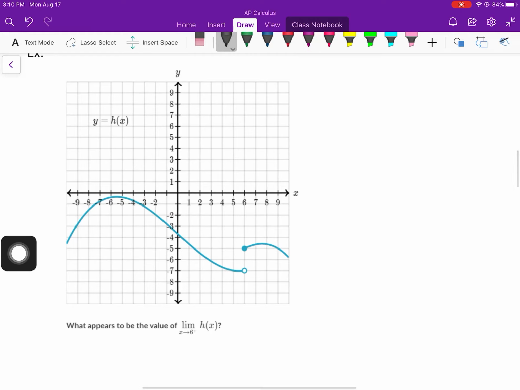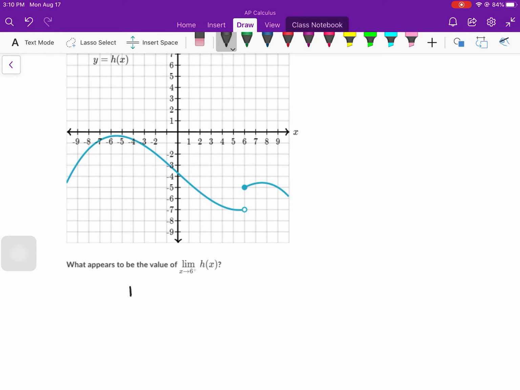Let's look at this one. The limit is x approaches 6 from the right. I was going to put f of x, but this time it's h of x. So here's 6. So from the right of 6, so that's starting here from the right, we're approaching, let's look at the output at that one, is -5.